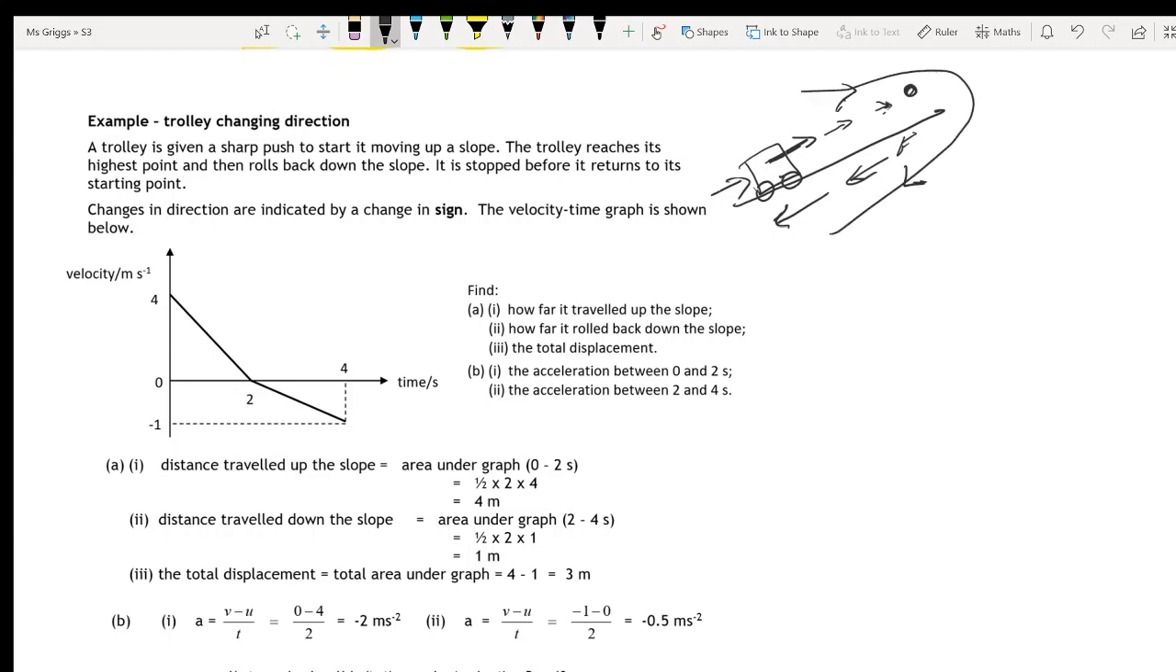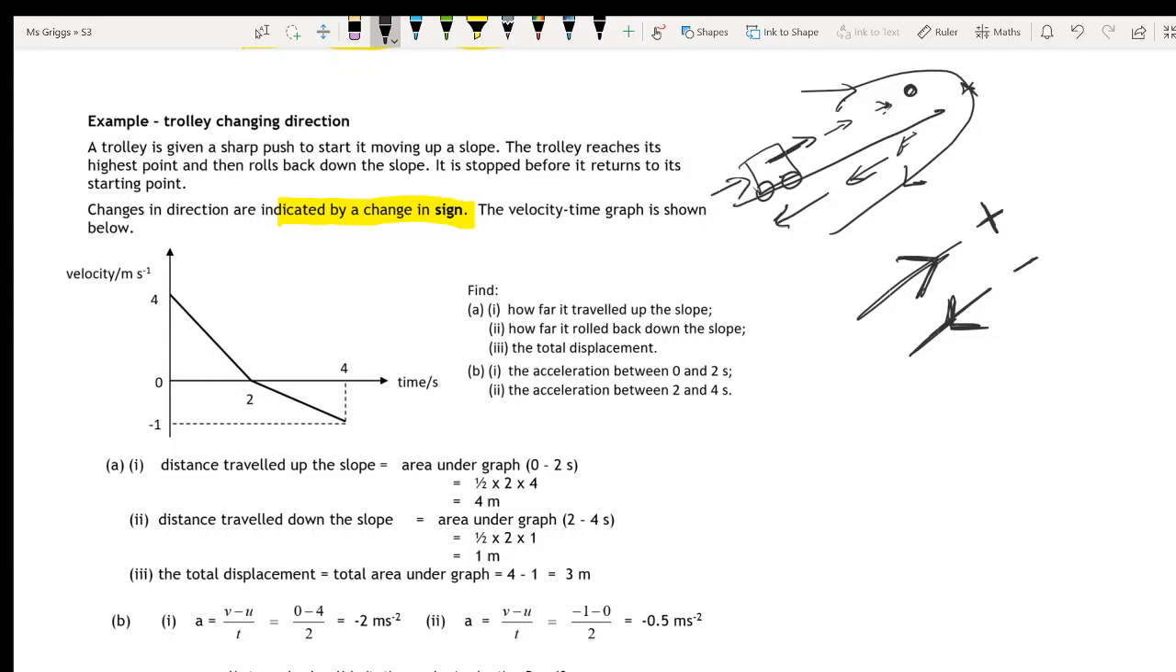Okay, so how do we show this change in direction? Speed time graphs don't show a change in direction, they just show the speed that it's travelling at. It doesn't show what direction it's going in. But we know velocity is a vector, so we have to know what direction it's in as well. Now, changes in direction are indicated by change in sign. So, in our case of the trolley, when it's moving in this direction, it will be positive. But when it's moving back the way, in the opposite direction, it will be negative.